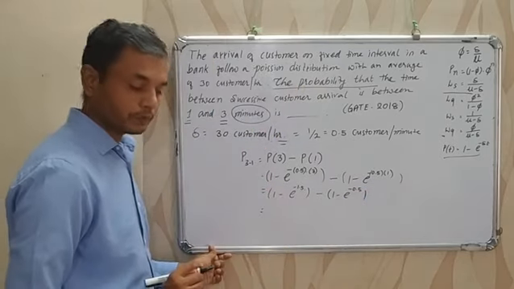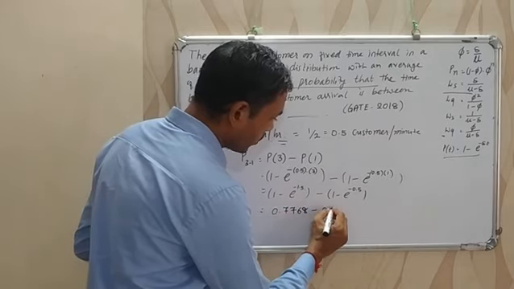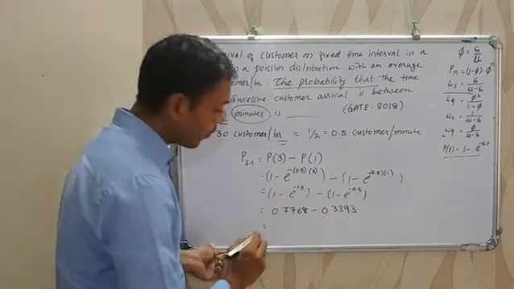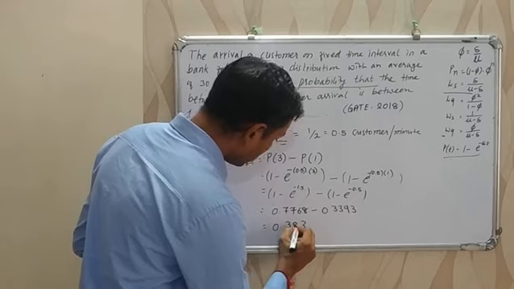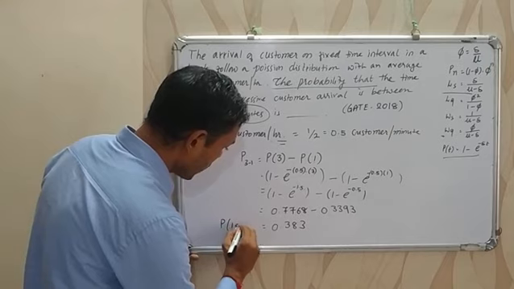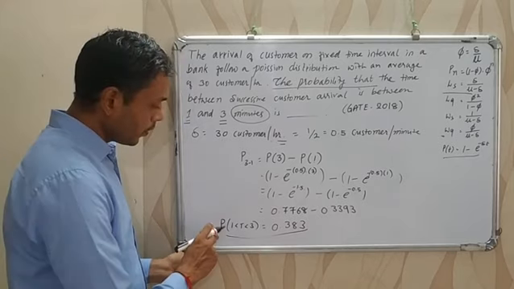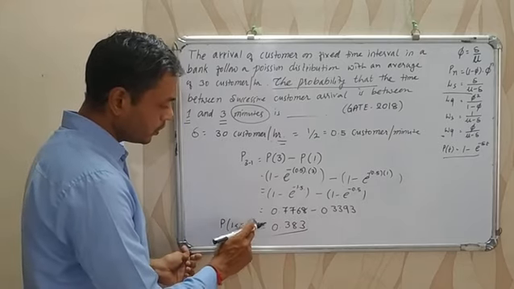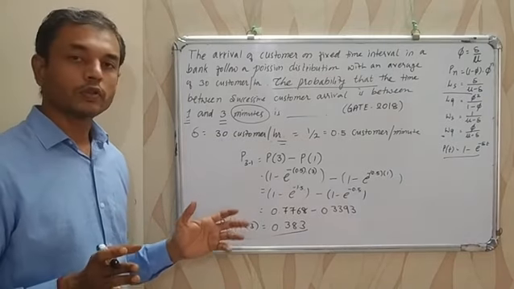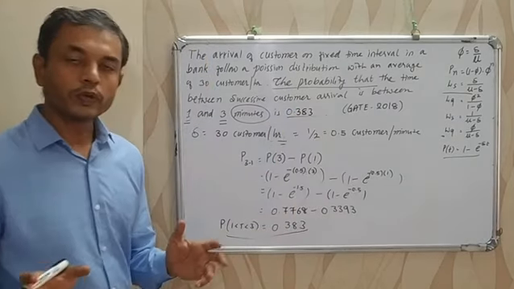This is equal to 0.7768 minus 0.3393, so it is 0.383. So we can say that the probability of customers between time 1 to 3 is equal to 0.383. Probability of having customers between the time 1 minute to 3 minutes, that is 0.383. So in this way we can solve this example. The answer is 0.383. Let's quickly recap.